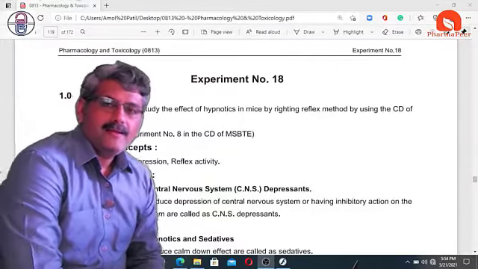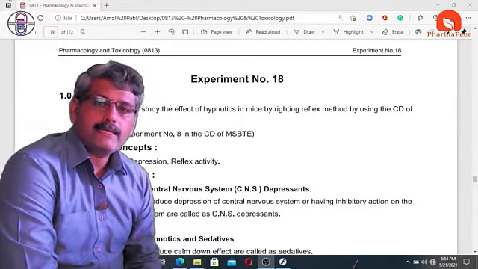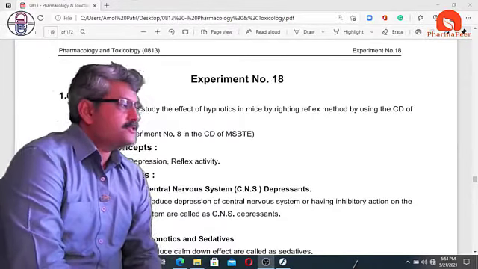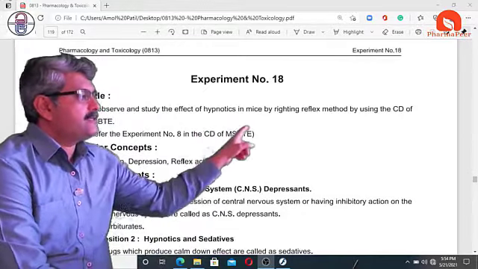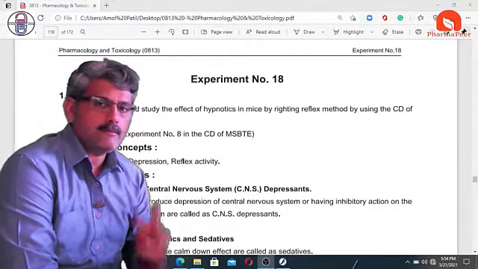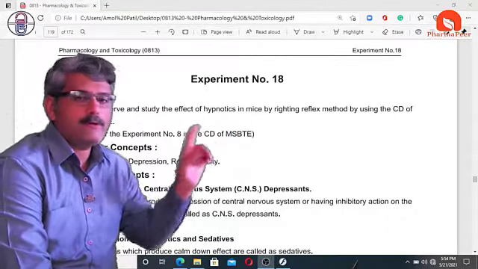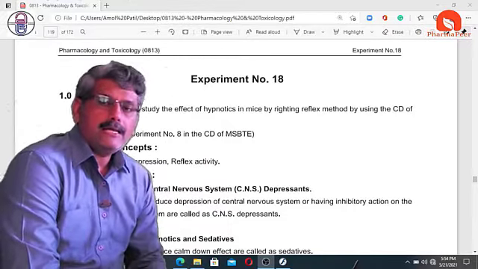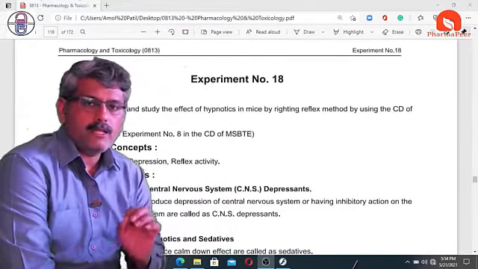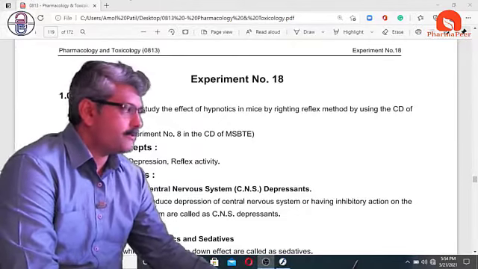Hello students, again welcome to our next experiment, experiment number 18, to observe and study the effect of hypnotics on mice by one method, that is the writing reflex method. By two methods we are going to see the effect of hypnotics. In this experiment we are going to see the writing reflex method with the help of MSBT CD. So let's start with today's experiment.